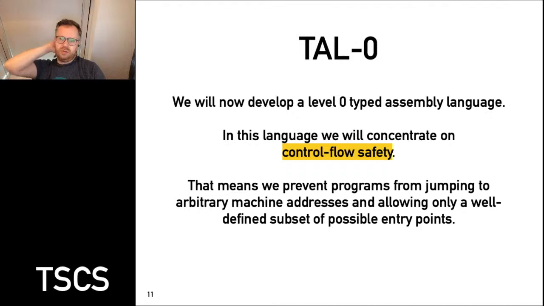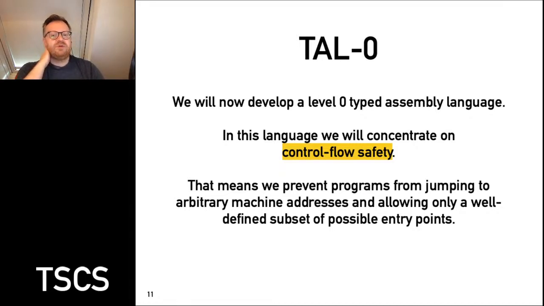And we'll dive into this right now. We'll develop a new language now. Not related to the lambda calculus, not related to anything that we had before. This is a completely new language, and we call this TAL0. TAL is for typed assembly language, and 0 is kind of the level that we assign it to.